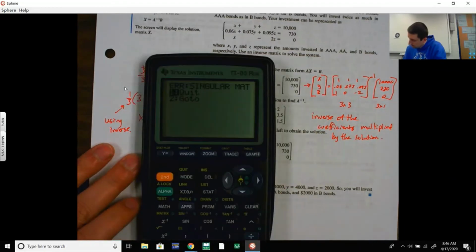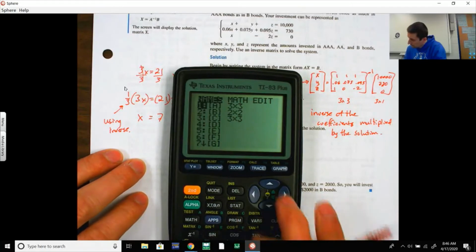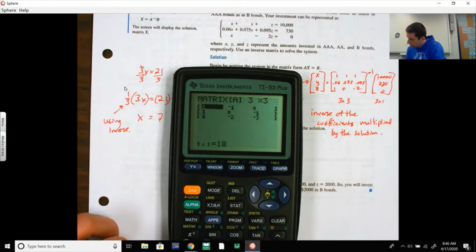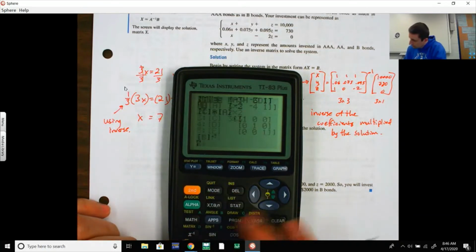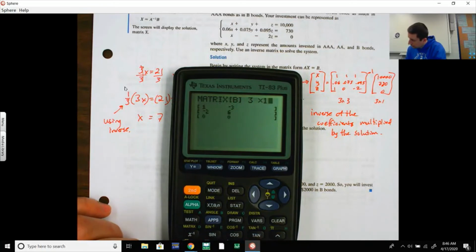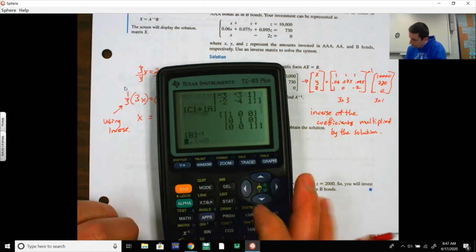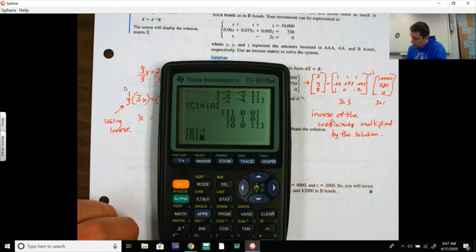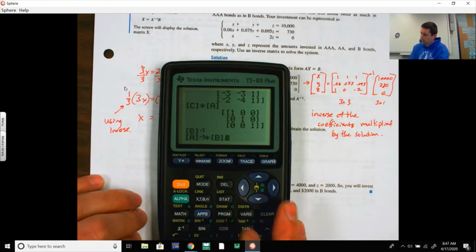Okay, inverse of the coefficients multiplied by the solution. So here we go. Let me put this in. I have a 3 by 3: 1, 1, 1, 0.06, 0.075, 0.095, 1, 0, -2. There's my first one. Now I go back and edit my next one. I need a 3 by 1: 10,000, 730, 0. Okay, so I'm going to go to my matrices. I'm going to select matrix A, do the inverse times matrix B, all in one step like that.